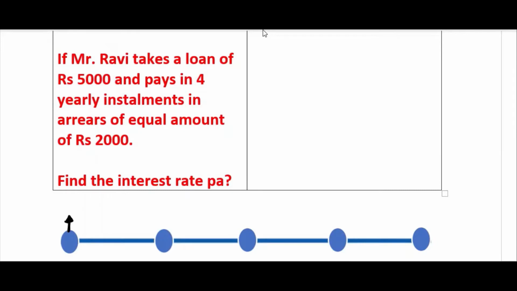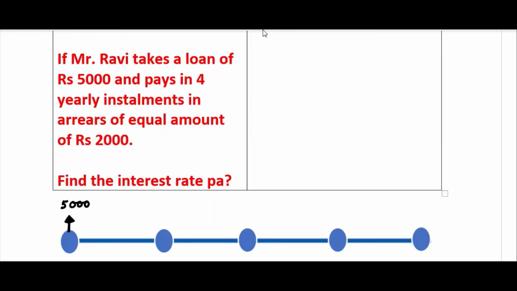Now, you have to make a subject. When I say positive cash flow, I'm talking about the person who has taken the loan. This will be a negative cash flow if you make the bank the subject here. Anyway, if 5,000 is a positive cash flow, I'm taking a loan from the bank. I'm getting 5,000. This is a cash inflow, I can say.